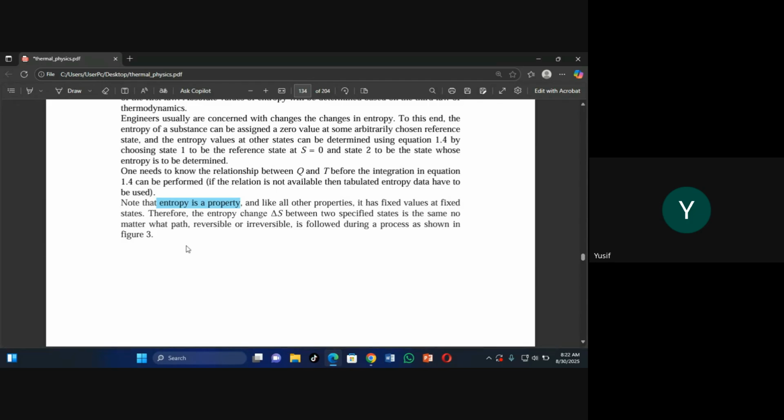Okay. Therefore, the entropy change, that's the ΔS between two specified states, is the same no matter what path. So if we take two systems and they have the same entropy, or the change between the two entropy is the same, it means whether you go the forward way or the reverse way, or we go the long way before achieving that, or the shortest possible way before achieving that, the entropy is still the same.